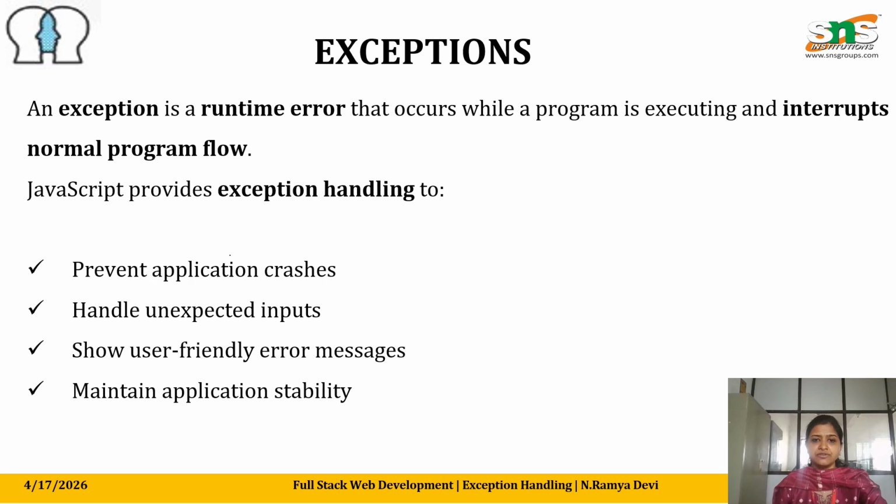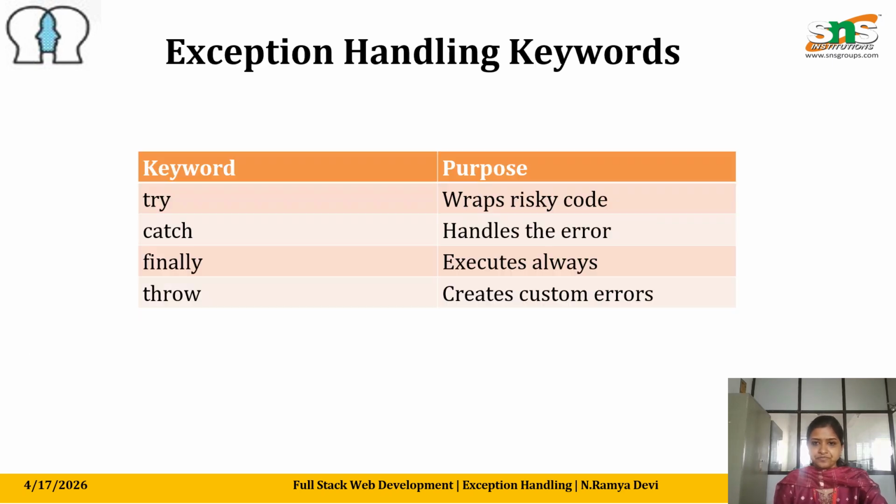And finally, we have the finally block concept, which provides a mechanism to execute certain statements regardless of whether an error occurs or not. This is useful for cleanup activities such as closing resources or stopping processes. So basically an exception is a runtime error that occurs while a program is executing, interrupting the normal program flow. Exception handling helps prevent application crashes, handle unexpected inputs, and show user-friendly messages, which maintains application stability.